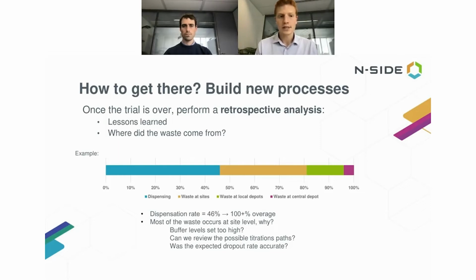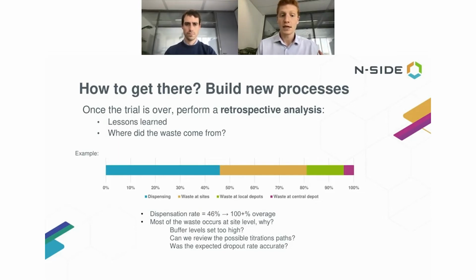For instance, in this example, we see that we had 46% of dispensation rate, which means more than 100% of overage. And what we see is that the biggest part of the overage is located at site level. So now this is done, but for the next time, for a trial that has a design pretty similar to this one, what could we do to make it better, to try to decrease this waste?